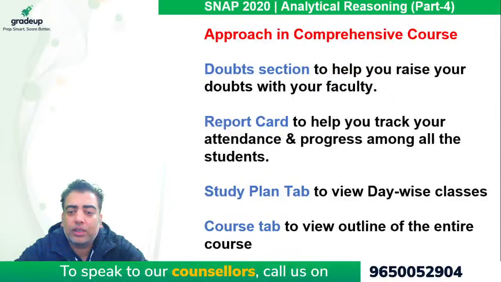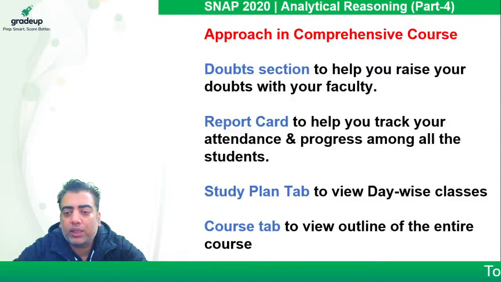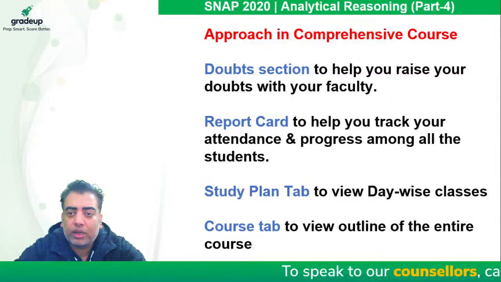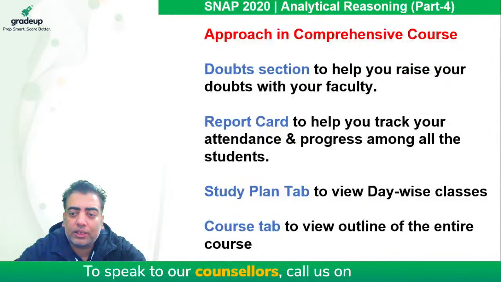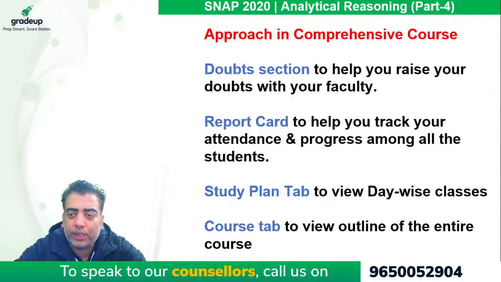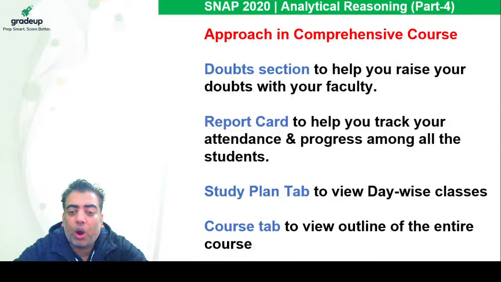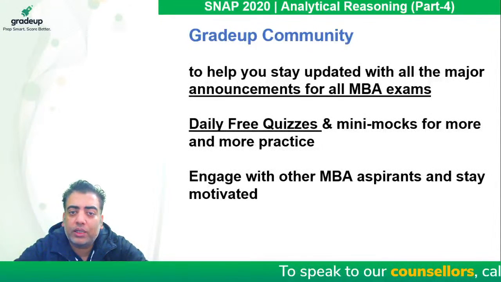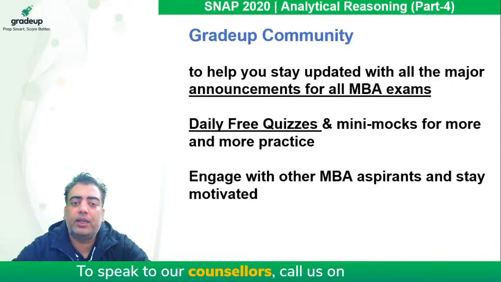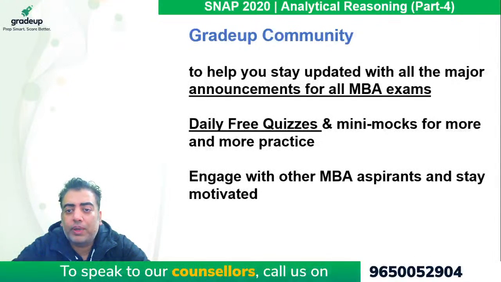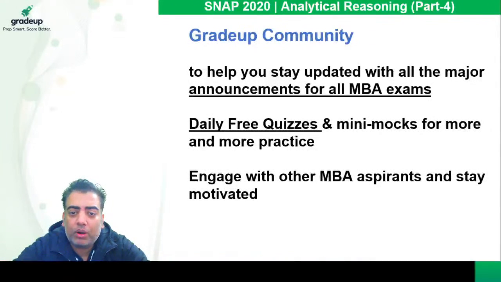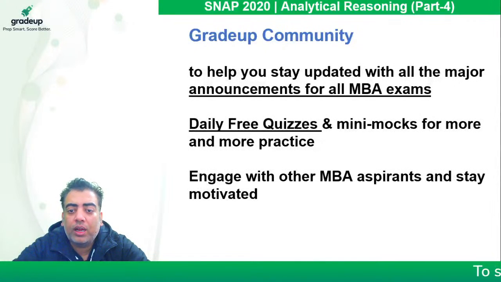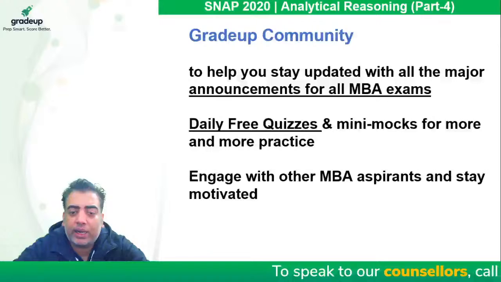The study plan tab gives you the schedule of all the classes you are going to attend. So you will already know what class is scheduled for today, what is the topic you have to do on your hand. Then the course tab is also there to view the outline of the entire course, that how much you have covered. The Gradeup community is always there to help you stay updated with all major announcements related to MBA exams, daily free quizzes, and mini mocks for more and more practice. You can also engage with other MBA aspirants and stay motivated.